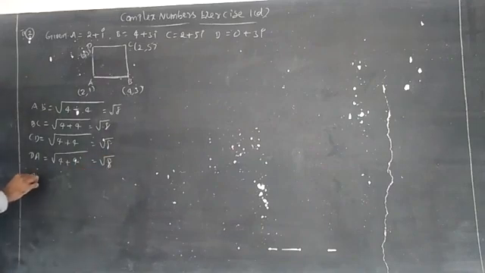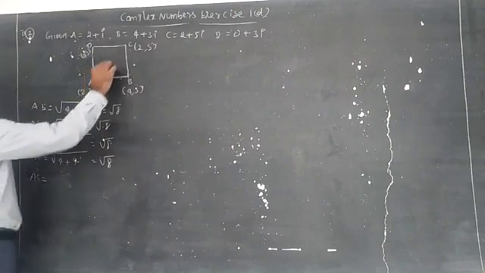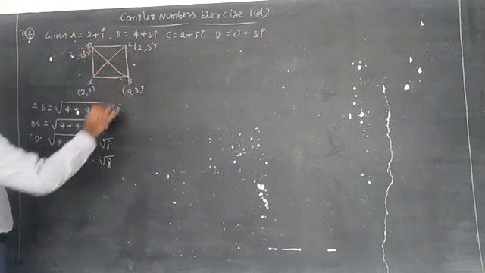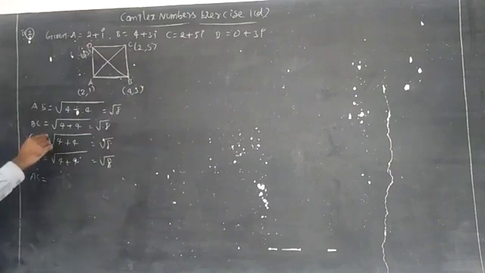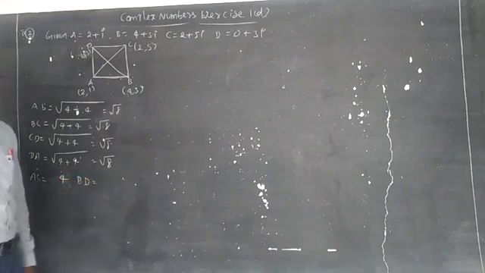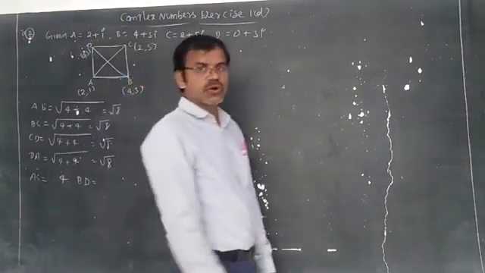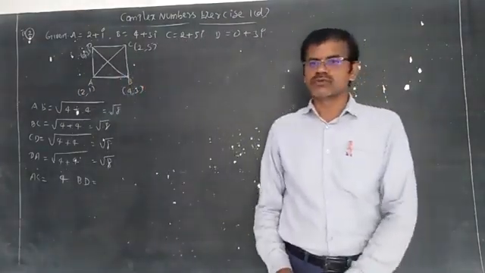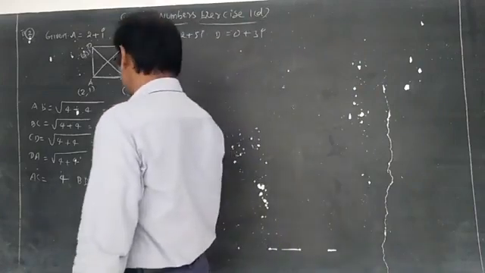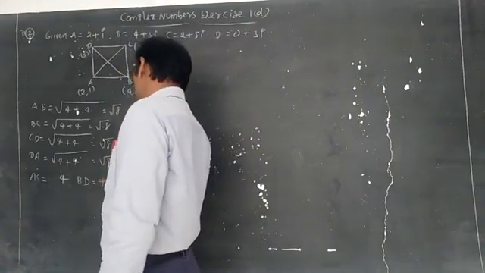Now calculate diagonal AC and diagonal BD. AC is root of (2 minus 2) whole square, 0, plus (5 minus 1) whole square, this is simply 4. And another property is there: diagonal is root 2 times its side. So root 8 into root 2 becomes root 16, which is 4. So the diagonal is equal to 4, it is correct. And BD we are directly getting 4.